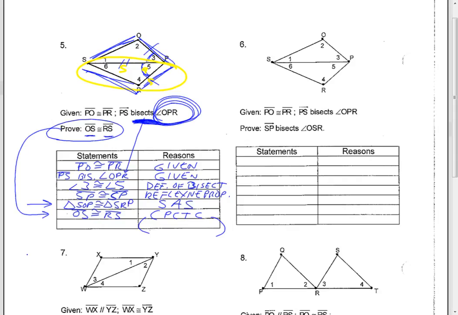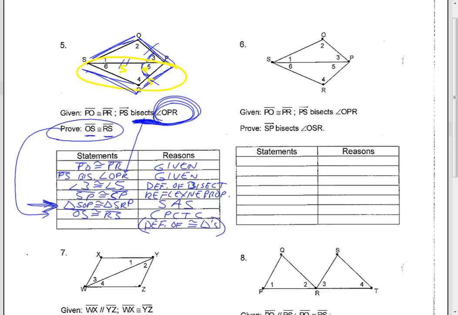What else did we write? Definition of congruent triangles. You can't write CPCTC unless you've already said that the triangles are congruent. So I don't want to see CPCTC showing up early in your proofs. They're normally near the end.